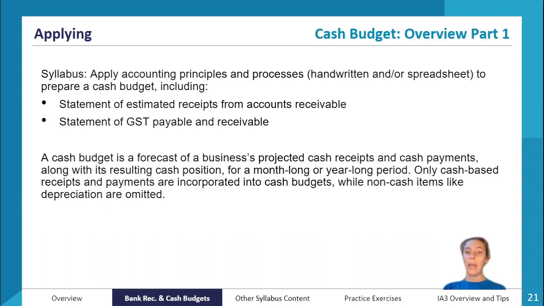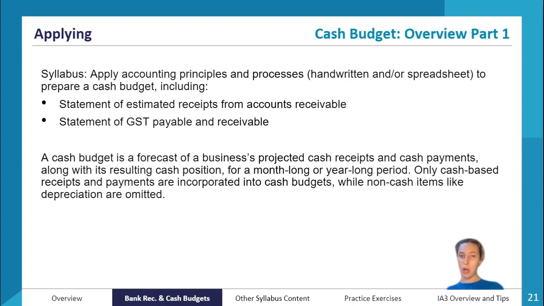Okay, so next up we have got cash budgets. This is something that is definitely going to come up in your cash management project. So, the first part of this is these various statements that you need to be able to do. So, apply accounting principles and processes, again, handwritten and spreadsheet, to prepare a cash budget, which includes our statement of estimated receipts from accounts receivable and our statement of GST payable and receivable.